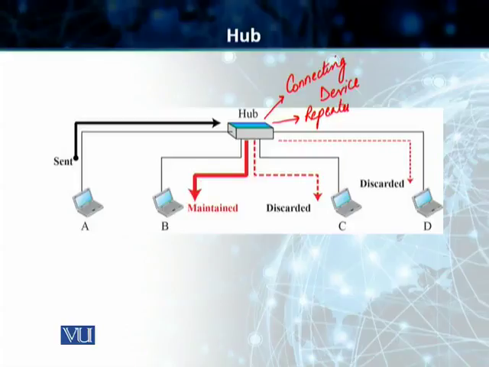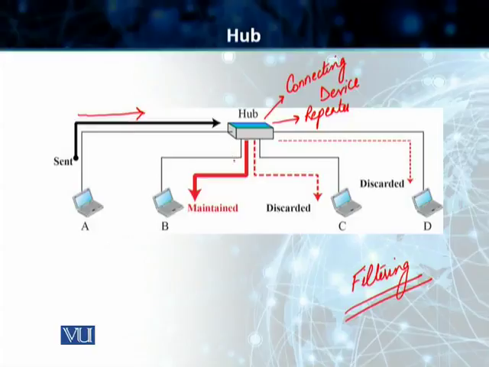Now, students, a hub is a dumb device. It does not know how to filter based on the destination link layer address. So whenever something is sent to the hub, for example station A sends some data to the hub, the hub takes this data, uses a repeater to regenerate it if the signal strength is weak, and then sends it out to each of the other stations connected to it. So the broadcast data goes to all the other stations except the sender.